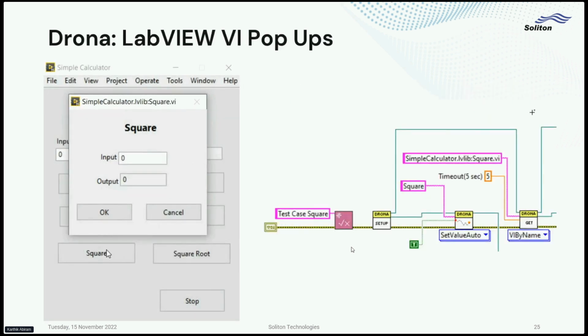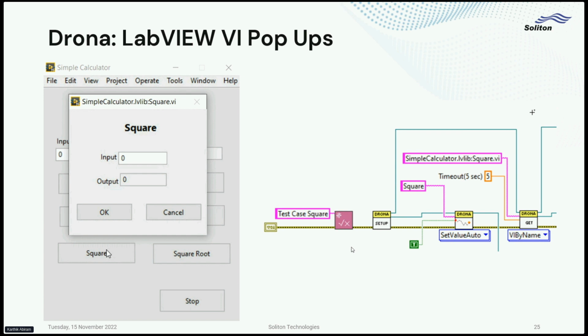How it does this is, let's say in the simple calculator, when the user presses the square button, a pop-up comes. We know that once the square button is clicked, the pop-up will automatically come. The only thing we need to do next is catch hold of the reference of the pop-up. For that, Drona provides an API where we can specify a VI name, and it will get the reference of that VI. It automatically has a timeout, which means that it doesn't expect the VI reference to be loaded immediately after the square button is pressed. It will wait up to 5 seconds and keep retrying till the VI gets loaded.